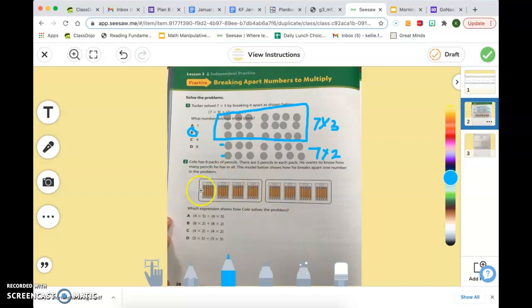So instead of doing 8 times 5, he broke it apart into 1, 2, 3, 4 groups of 5, and 1, 2, 3, 4 groups of 5. In total, he has 8 groups of 5, and 4 plus 4 is 8. I know he has 8 groups of 5. So my equation is going to be this 4 groups of 5 plus this 4 groups of 5. So A.